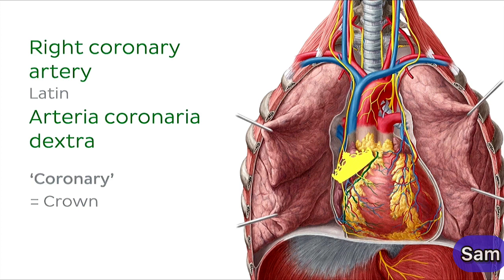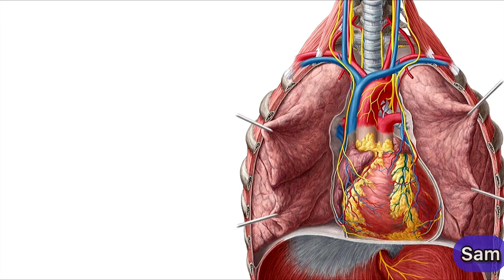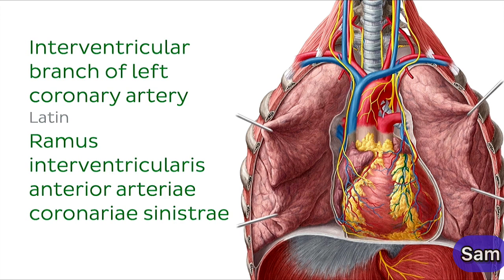The next artery that we'll look at also supplies the heart muscle tissue, and it's called the interventricular branch of the left coronary artery.